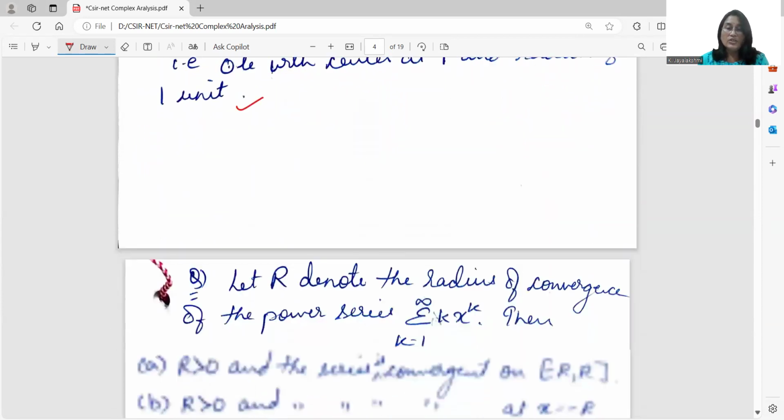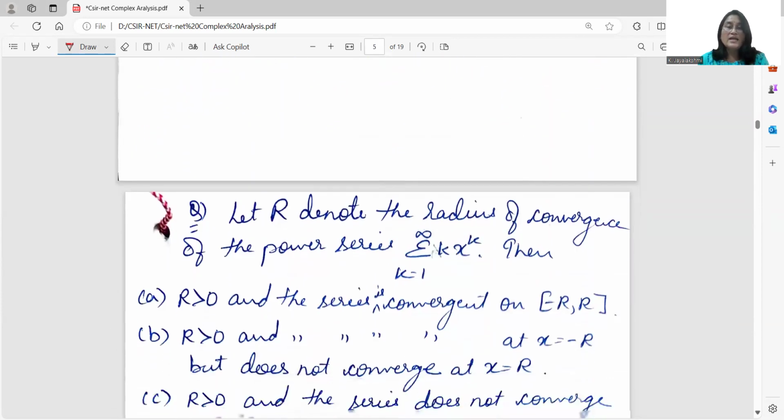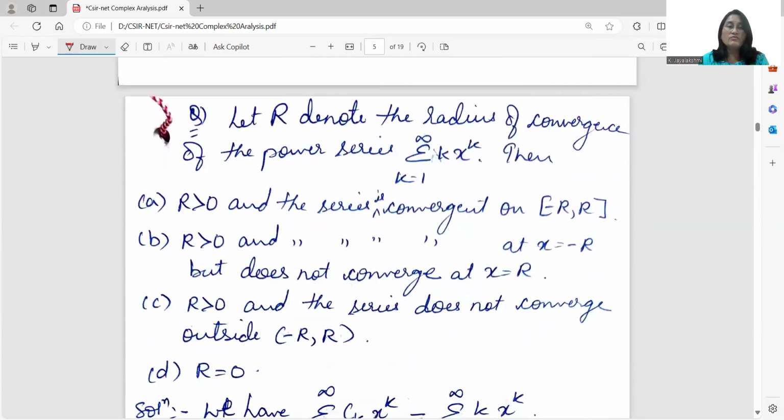Now, the other question that we have is: let R denote the radius of convergence of the power series summation k equals 1 to infinity k times x power k. Then the options that appear before us are: option A is R greater than 0 and the series is convergent on the closed interval minus R comma R.